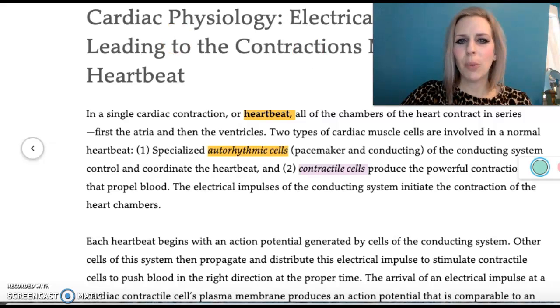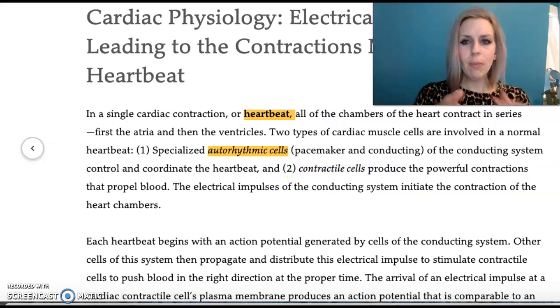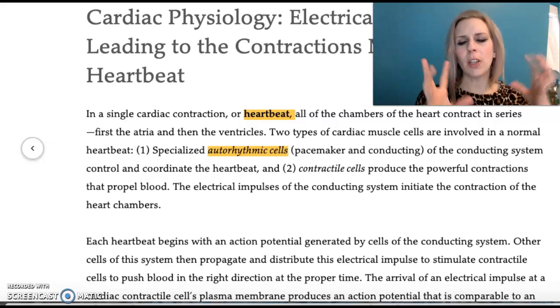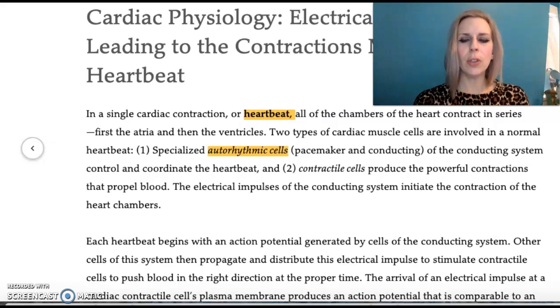The other cells that are really important here are contractile cells. Now our contractile cells are going to produce the contractions that actually expel the blood. Okay, so we are going to see our contraction pushing from the atria to the ventricles and then pushing from the ventricles out to our pulmonary and our systemic circuits.